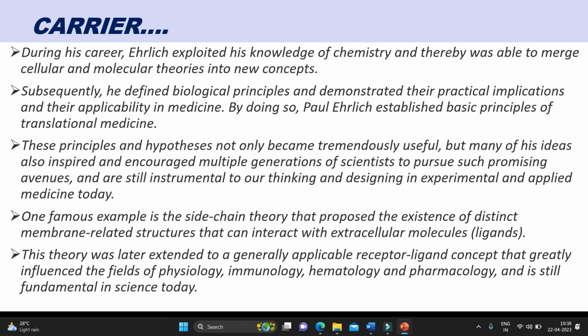The side chain theory was hypothesized by Paul Ehrlich, and he worked on antitoxin and diphtheria and their binding to the antibodies in the blood. He hypothesized that antibodies can bind to the antigen through a special chemical structure, and he termed it a side chain, which was later termed a receptor.